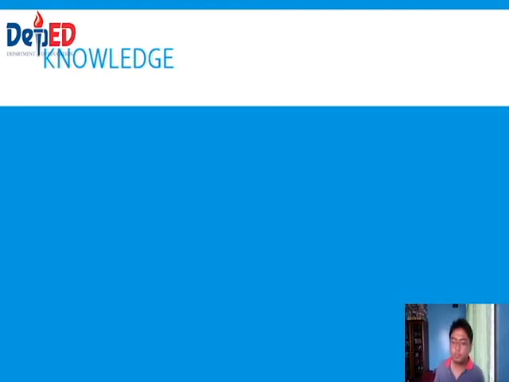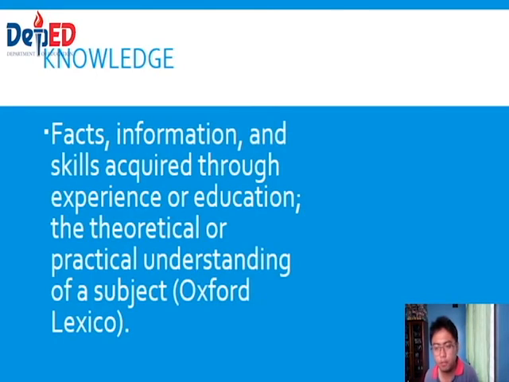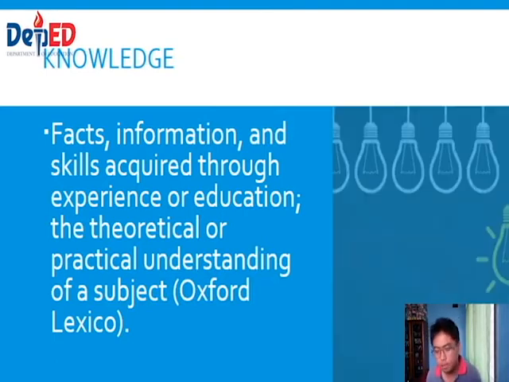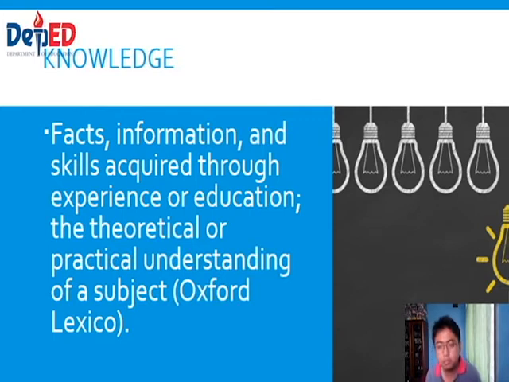Experience and knowledge. So, let's talk about knowledge first. Knowledge basically is facts, information, and skills acquired through experience or education, the theoretical or practical understanding of a subject, according to Oxford Lexicon Dictionary. Okay? So, if we talk about knowledge, there is experience and education, and please take note that those two work hand in hand most of the time.